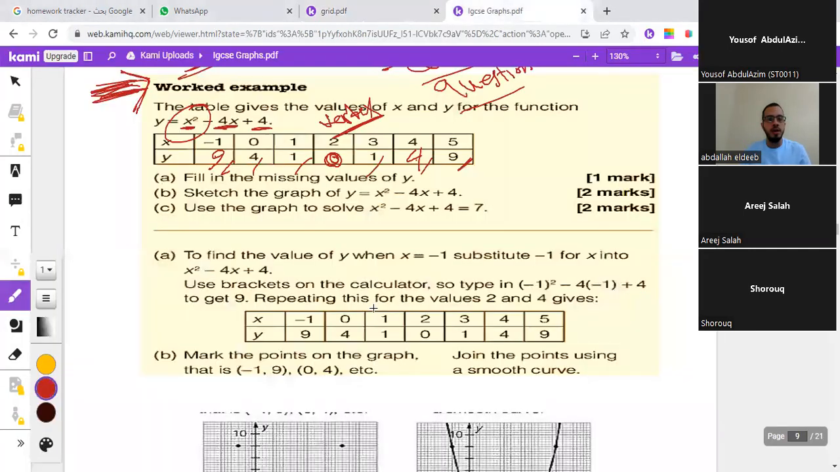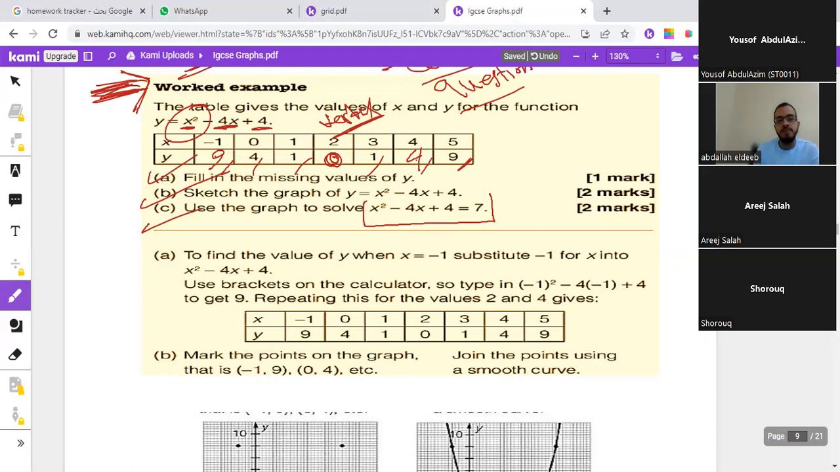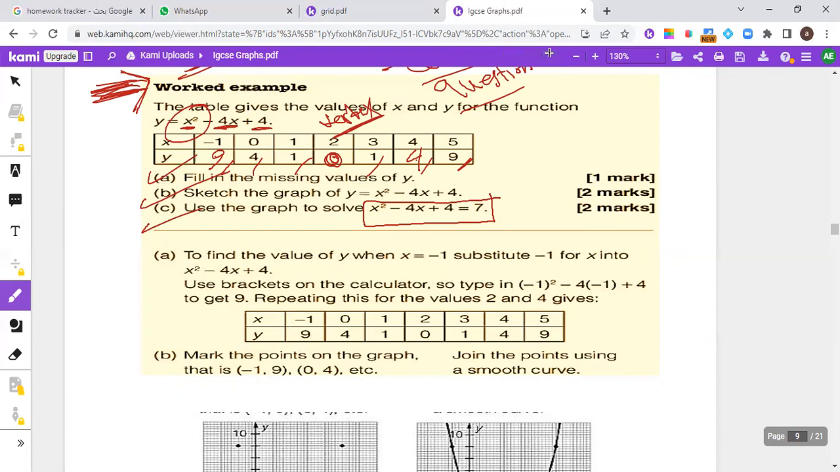The next one, in letter A, we are done: fill the missing values. In letter B, we sketch the graph. Letter C, use the graph to solve this. Please focus with me. Here is the point. x squared minus 4x plus 4, this equals what?